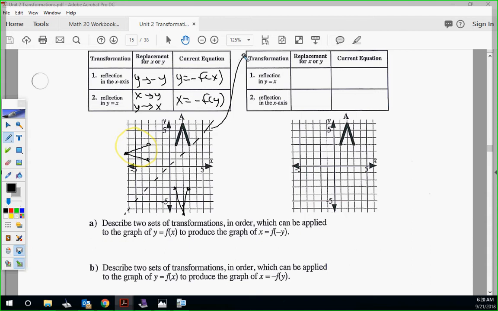Reflection y equals x. So again, just write for practice. X goes to y goes to x. So x equals f of y. Reflection in the x-axis. Okay, so reflection in the x-axis means that we're changing our y to a negative y. And so it's going to be x equals f of negative y, which is like the graph on the top left.